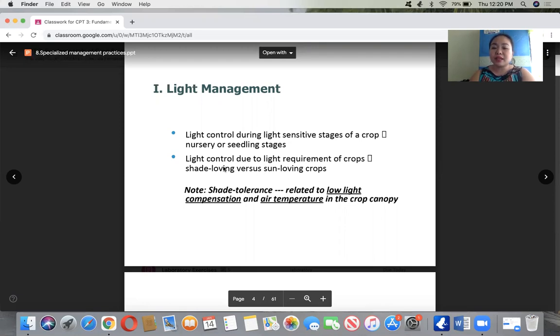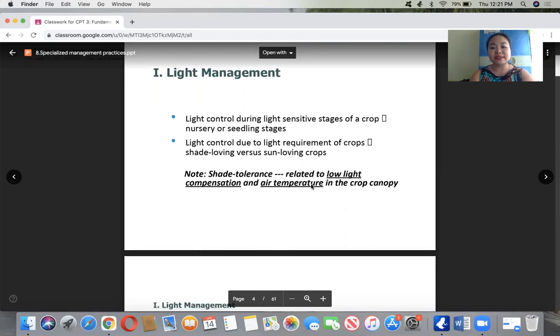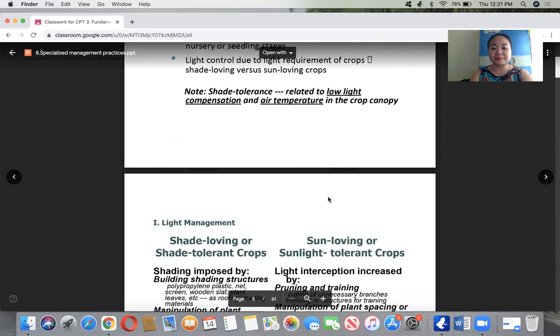They can either be shade loving or sun loving crops, and we have known from our past learnings that when we say shade loving plants, these are plants which thrive best, or maximum growth potential is achieved when it is shady and they are not exposed to full sunlight. While on the other hand, sun-loving crops love sunlight and they must be exposed to full sunlight in the field. So note that shade tolerance is related to low light compensation and air temperature in the crop canopy.